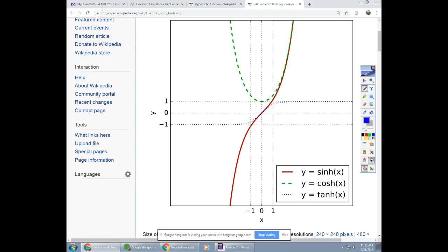Then we have these other cute functions, like this funky red function that looks kind of like x cubed, which is interesting because the cosh looks like x squared.